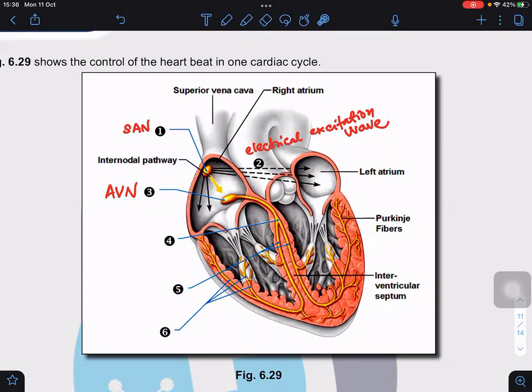These Purkinje tissues, as they are called in our syllabus, then cause the cardiac muscle of the ventricle wall to respond to the electrical excitation wave by contraction. Because the wave goes from down upwards, the contractions start from the bottom up. Bottom up, you are going to squeeze the blood into our aorta or pulmonary artery. Are you clear? So this is how the process takes place.